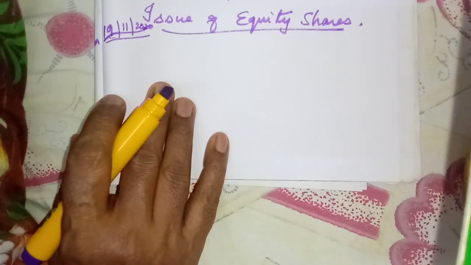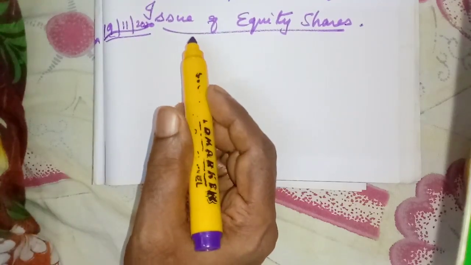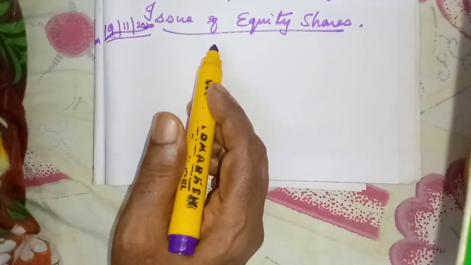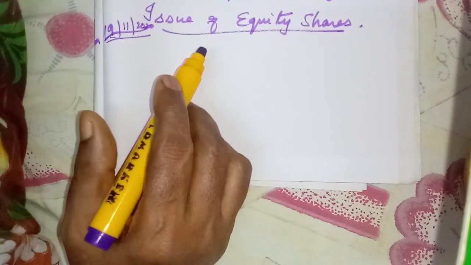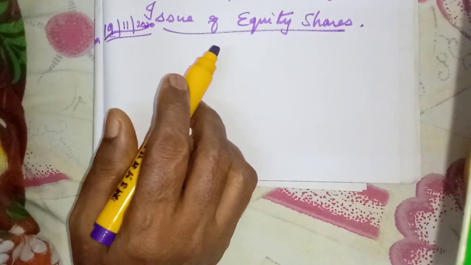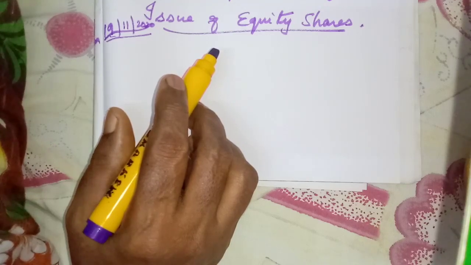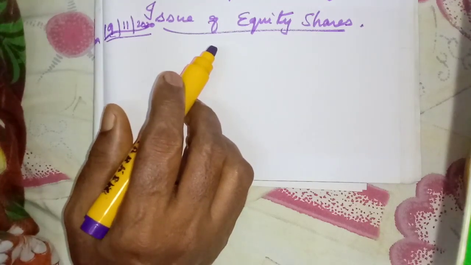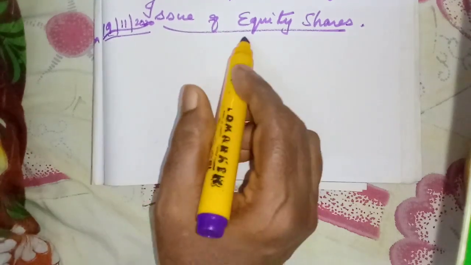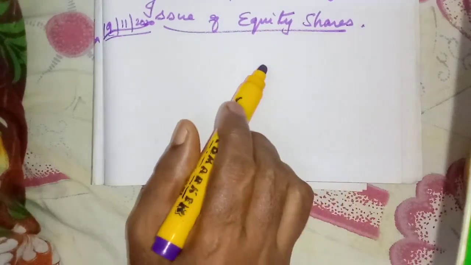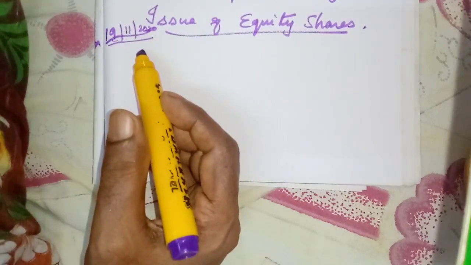Before going to learn the accounts, we should learn something more, that is the issue of equity shares. Yesterday we studied the difference between equity shares and preference shares. Preference shareholders have some preference at the time of receiving dividend and at the time of winding up to receive the capital back. But equity shares are the ordinary shares, and the equity shareholders are the owners of the company. How they issue shares, that we will learn.